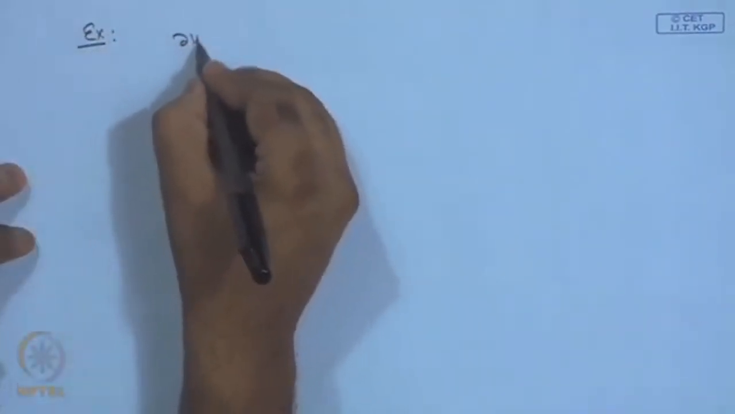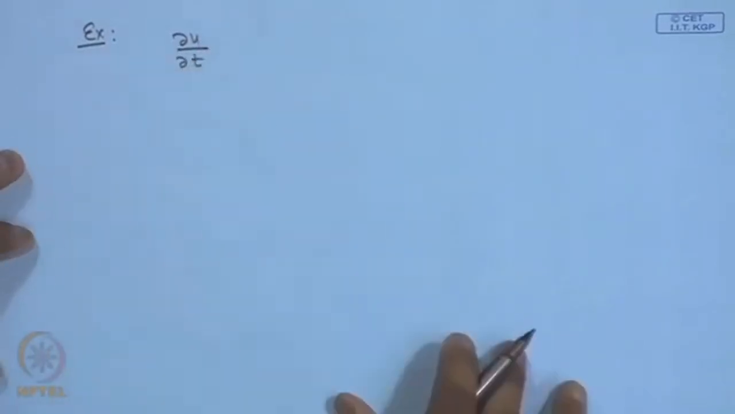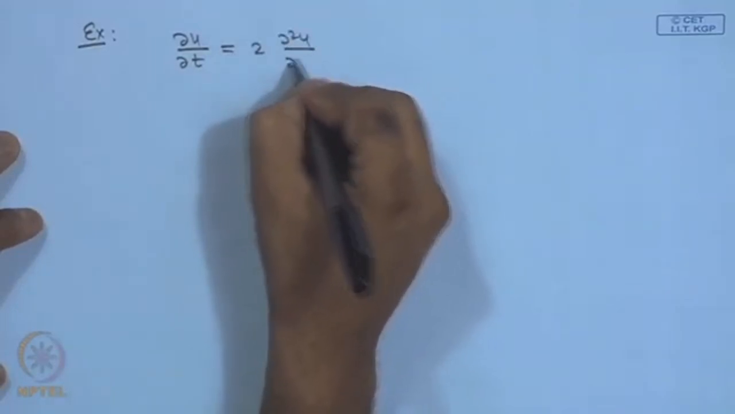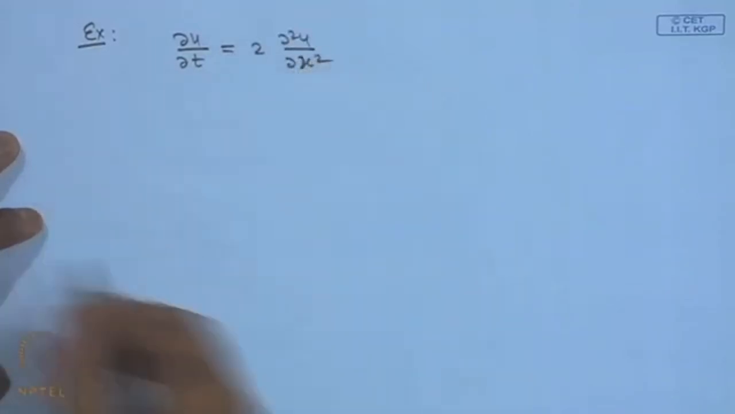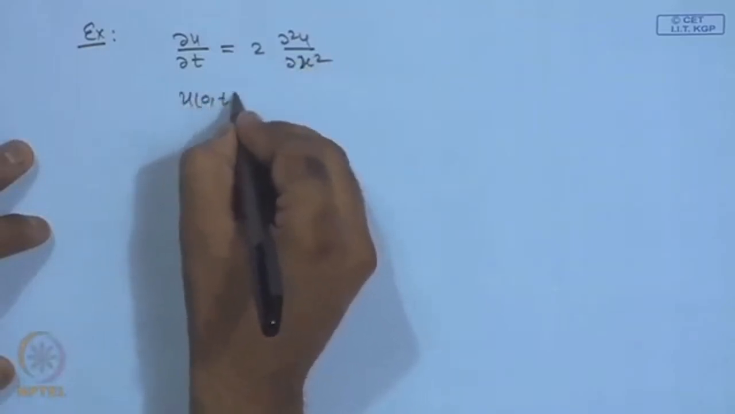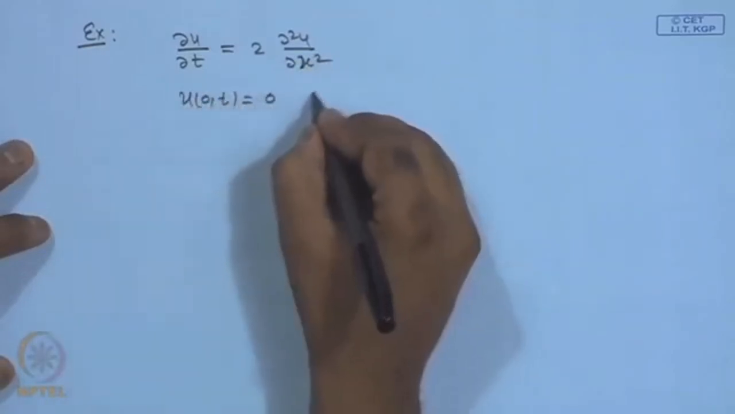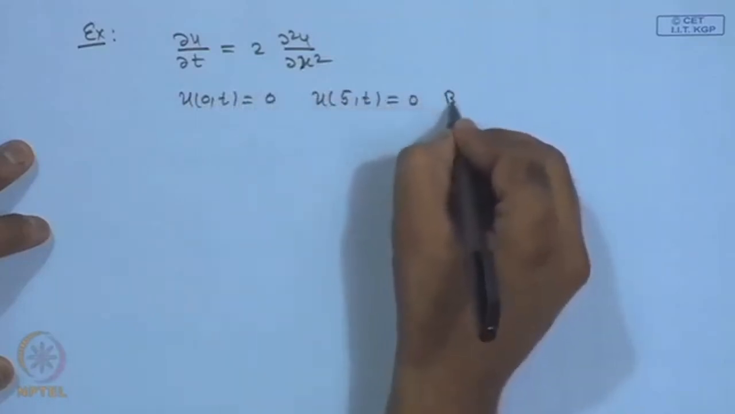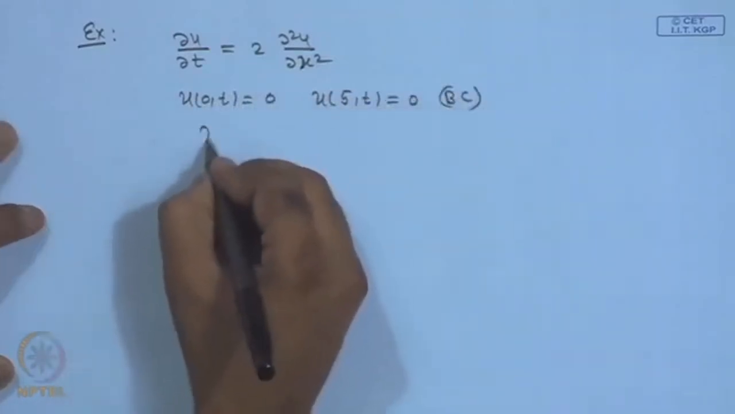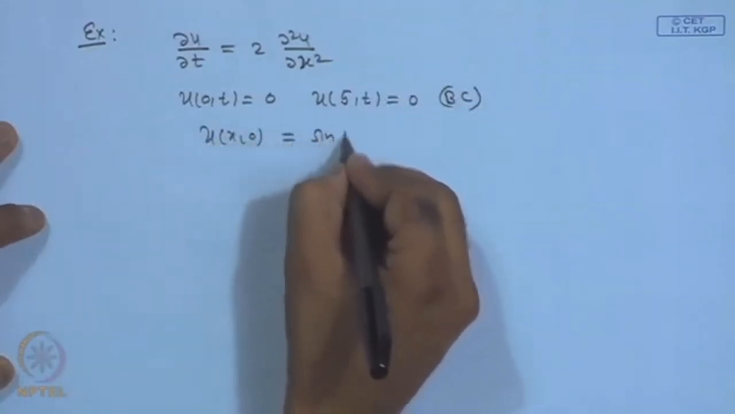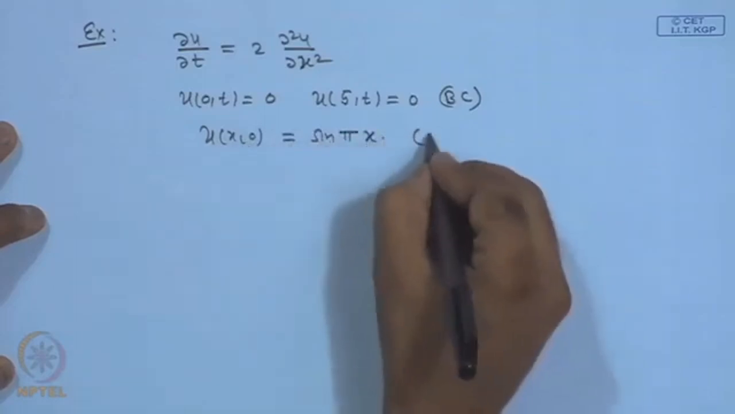Okay, so the next example is again an example of the heat equation, 2 ∂²u/∂x² equals ∂u/∂t, subject to the boundary conditions u(0, t) = 0 and u(5, t) = 0. We have the initial condition at t equal to 0, that is u(x, 0) = sin(πx).